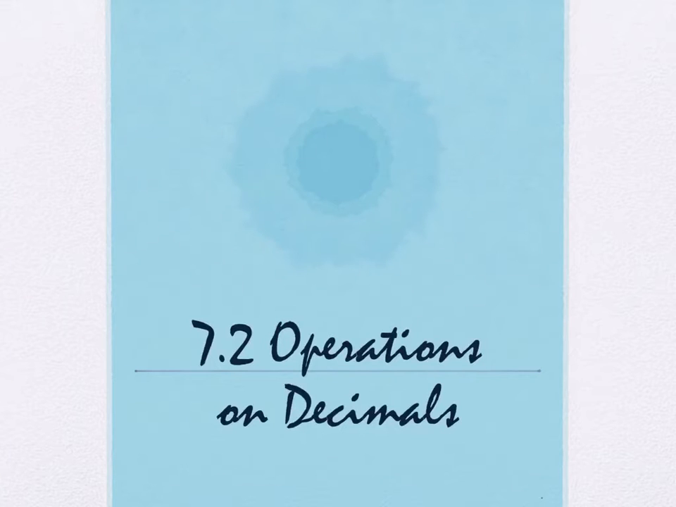Today we're going to take a look at section 7.2, which is operations on decimals. We started with decimals last time, talking about their relationship a little bit to fractions, having some diagrams, decimal square diagram, and so forth. And we're going to talk first of all today about addition and subtraction.